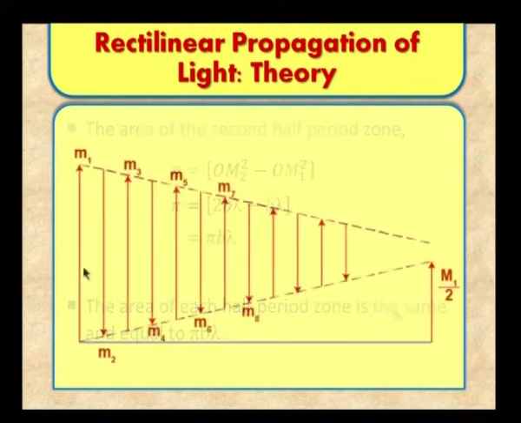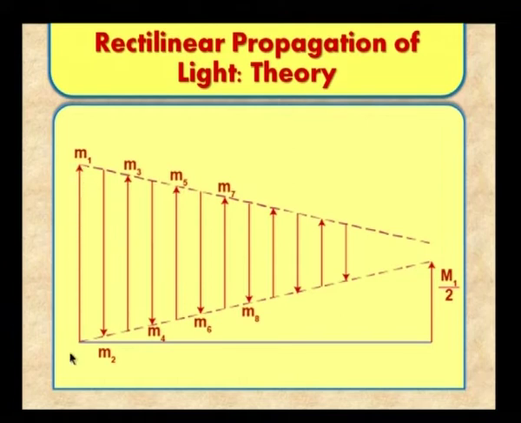And again the intensity of the light coming from each zone: m1 will be the intensity of light coming from the first half period zone, m2 the second, m3 the third half period zone and so on, right. That keeps on decreasing.